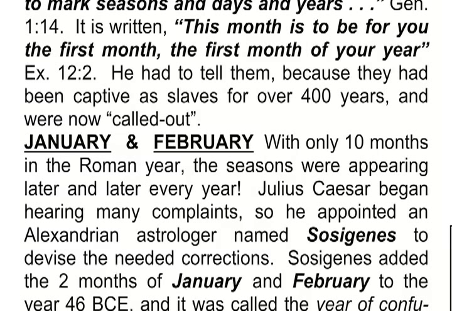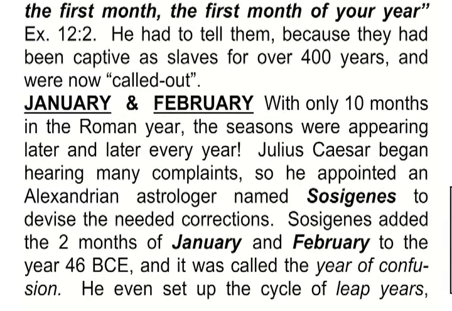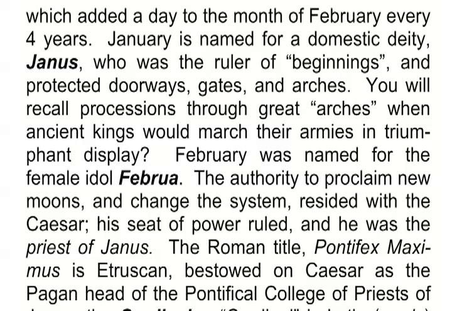January and February. With only 10 months in the Roman year, the seasons were appearing later and later every year. Julius Caesar began hearing many complaints, so he appointed an Alexandrian astrologer named Sosigenes to devise the needed corrections. Sosigenes added the 2 months of January and February to the year 46 BCE, and it was called the Year of Confusion. He even set up the cycle of leap years, which added a day to the month of February every 4 years.